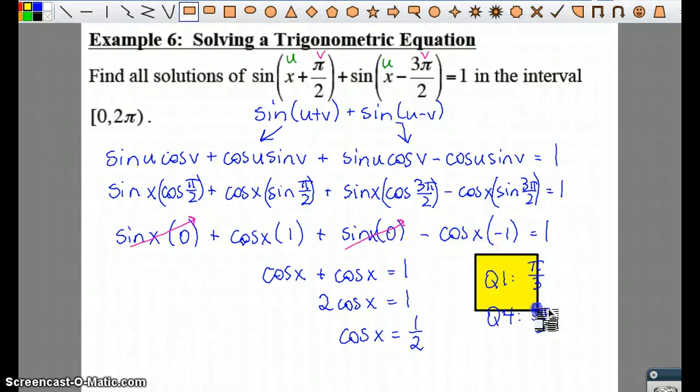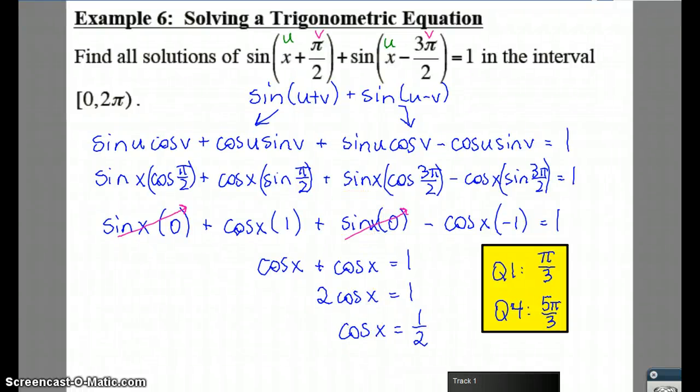So what we did is we just simplified an ugly looking problem and tried to make it look a little bit nicer. So your sum and difference formulas are nice and useful. Very nice and useful.